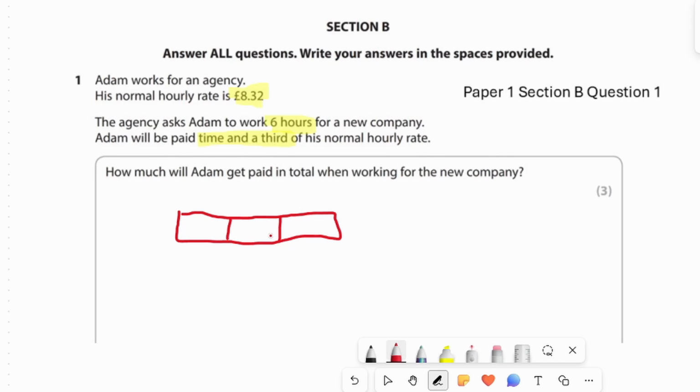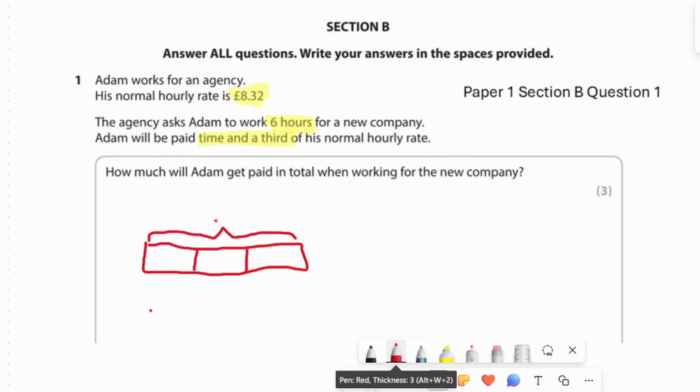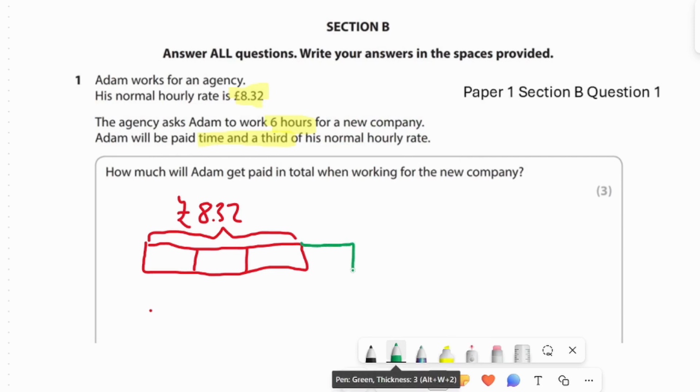Another thing to ask yourself is, well, what is the whole in this question? And it is £8.32. That's his whole normal hourly rate of pay. But whenever he goes to this new company, they're going to pay him time and a third. So they're actually going to pay him a third on top for every hour. So that's actually going to be another equal part on the end, so that he's going to be paid 4 thirds for every hour he works at the new company.